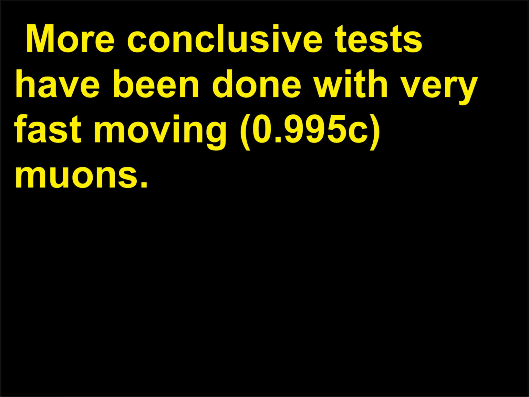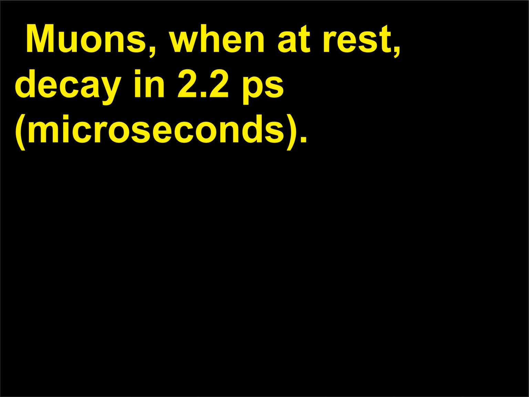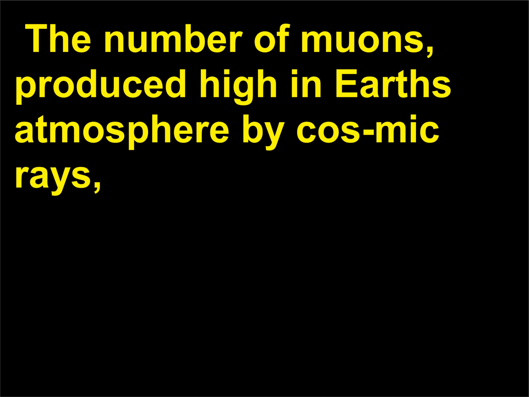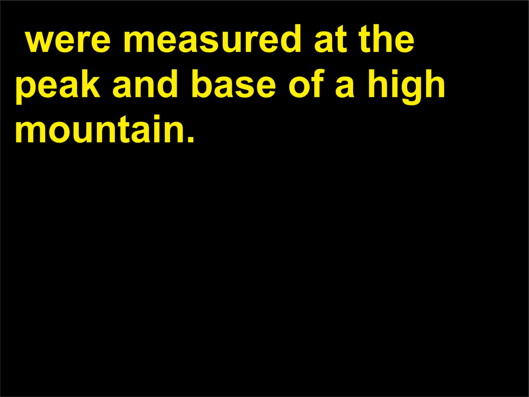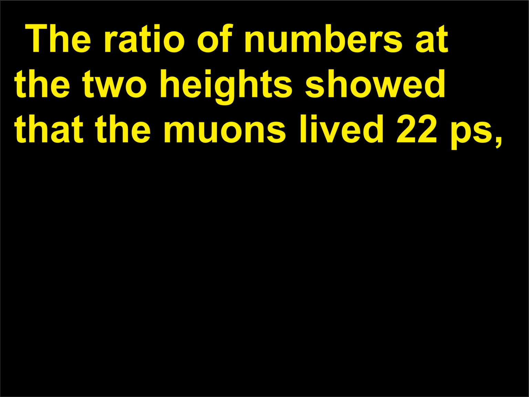More conclusive tests have been done with very fast-moving muons, at 0.995 c. Muons, when at rest, decay in 2.2 μs, microseconds. The number of muons, produced high in Earth's atmosphere by cosmic rays, were measured at the peak and base of a high mountain. The ratio of numbers at the two heights showed that the muons lived 22 μs, which agreed with their measured speed of 0.995 c.